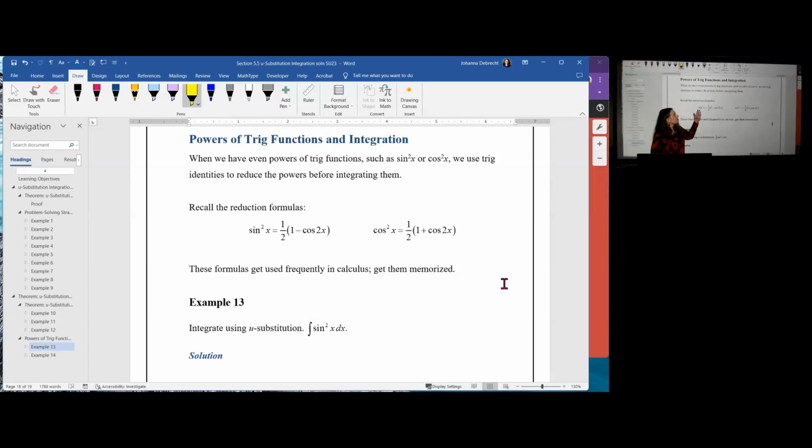This is what happens when you have a power of a trig function, like sine squared of x or cosine squared of x. You may remember the reduction formulas from trigonometry, and that sine squared of x is half of the quantity 1 minus cosine of double the angle, and cosine squared is half of the quantity 1 plus cosine of 2x. The way to keep the 2 formulas distinct is to remember that sine is origin symmetric.